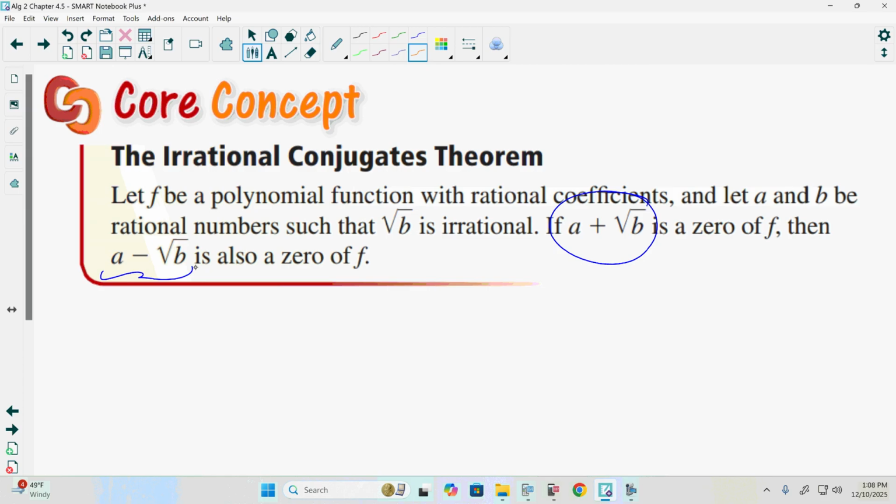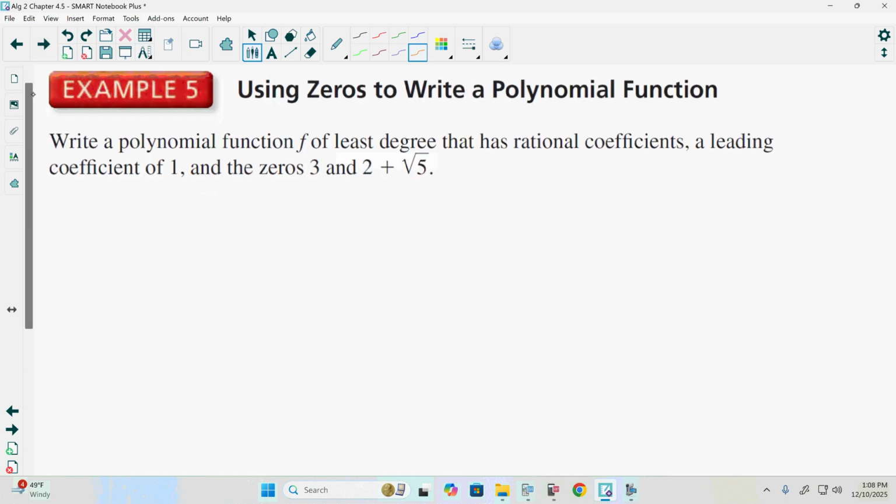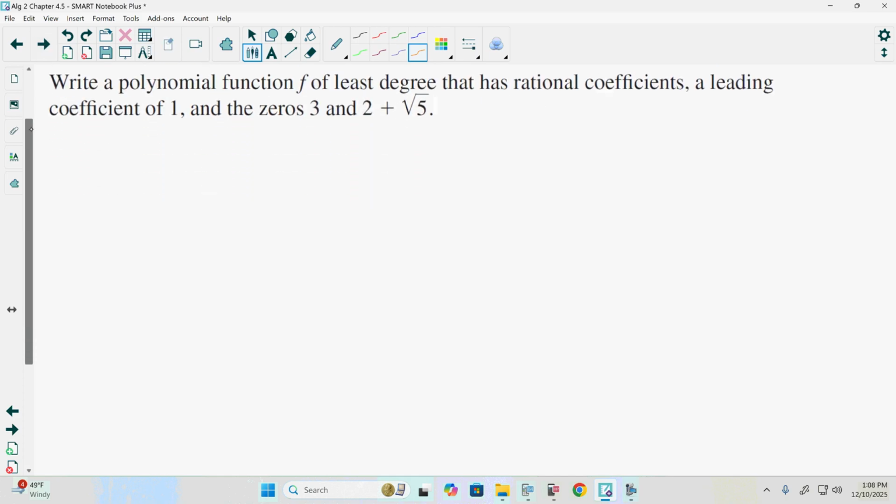It is also the same thing as why we have our complex conjugate theorem. If a plus bi is a solution, then a minus bi is a solution. If we have one, we have to have the other. And we're going to use that to find a polynomial of least degree. What we're given is zeros. Here we're given these two zeros. We want to find a polynomial function that has these zeros.